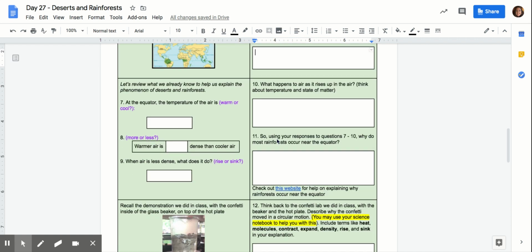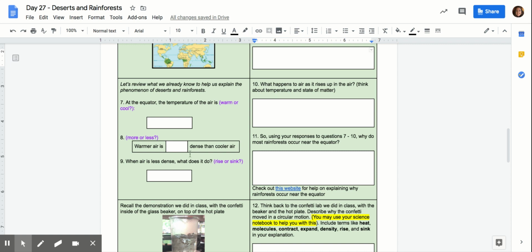Then we're going to come down here and start trying to explain this phenomenon. You've got multiple choice here pretty much. Warm or cool: at the equator, what's the air temperature? Based on what we've learned many times this year, is warmer air more or less dense than cooler air? Write that word here. And when something is less dense, does it rise or does it sink? Feel free to use your science notebook to help you answer these questions. You have a lot of this written down from our unit about ocean currents and plastics.